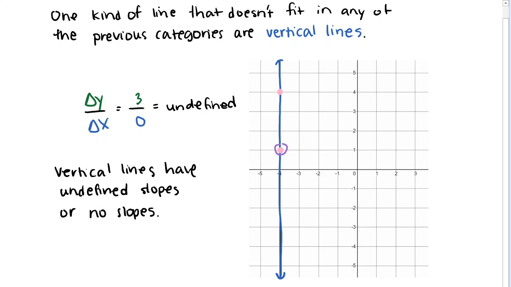So if it has a slope of 0, it's not moving up or down from left to right, it's just a flat line. If it's got positive slope, it's moving upwards from left to right. Negative slope, it's moving downwards from left to right. And then vertical lines have no slope, they're not moving left to right at all, it's just a vertical line.